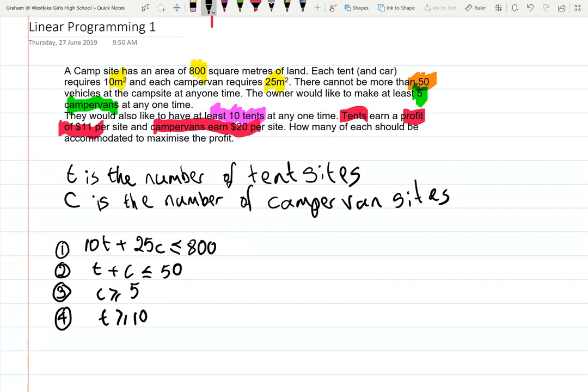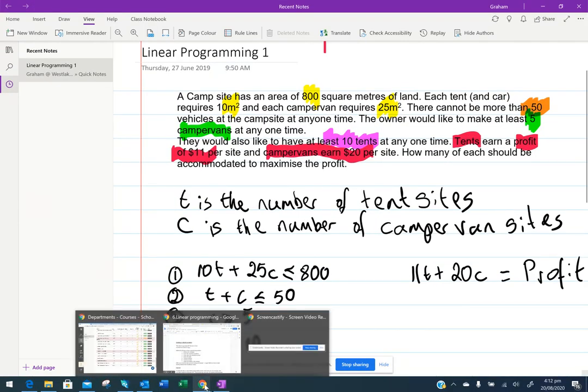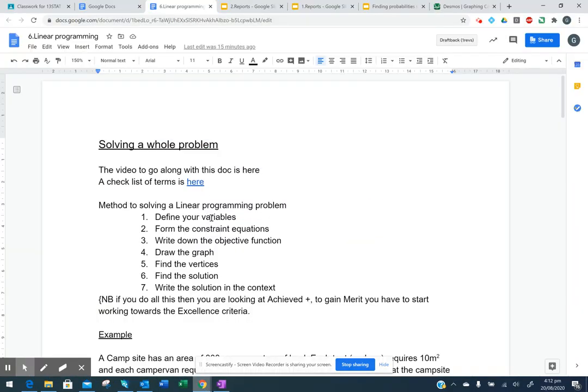Now comes the part where I need to write down my equation. And in this case, it's really quite easy because they've given me that my profit equation is that tents earn $11 and camper vans earn $20, and that equals my profit. So that's my objective function. If I think back to my list of points, I've defined my variables, I've formed the constraints, and I've done the objective function. So now I'm going to my graph.